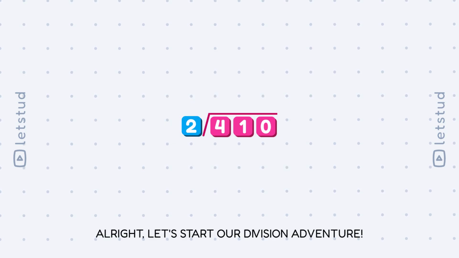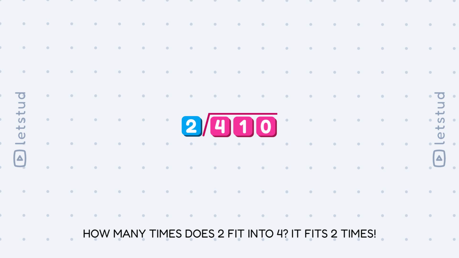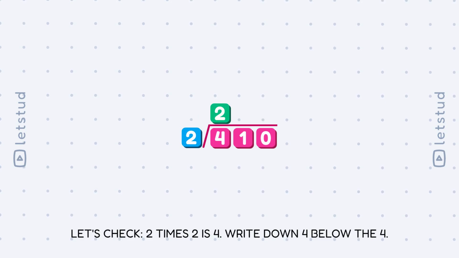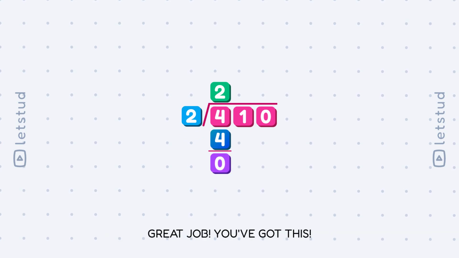Alright, let's start our division adventure. We look at the first digit of 410, which is 4. We're using just this one digit for now. How many times does 2 fit into 4? It fits 2 times. Let's check: 2 times 2 is 4. Write down 4 below the 4. Now we subtract. 4 minus 4 is 0. Easy peasy. Great job, you've got this.